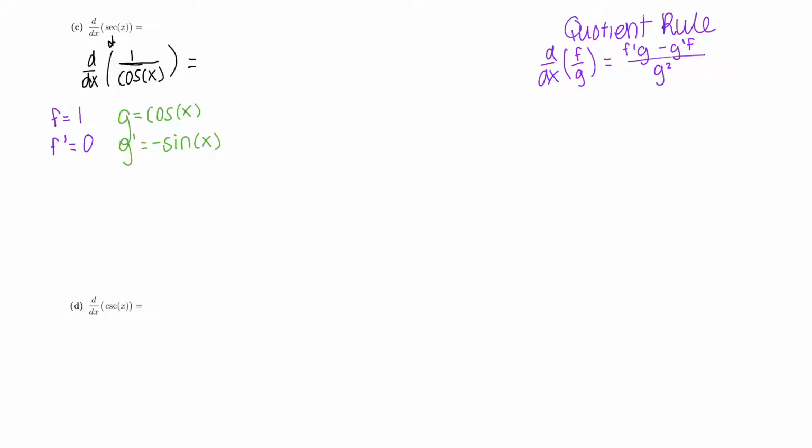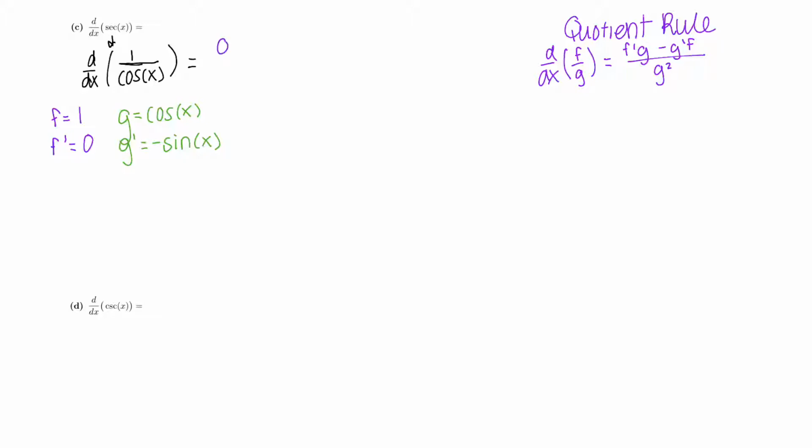Alrighty, so going back to this. Here we have quotient rule. We have these derivatives. We have the f, we have g. We took some derivatives. We're going to plug into quotient rule and get our answer for the derivative of secant, which is the same as 1 over cosine.